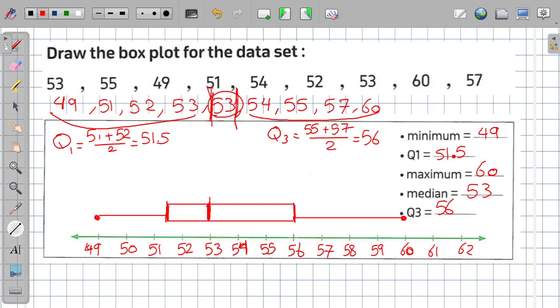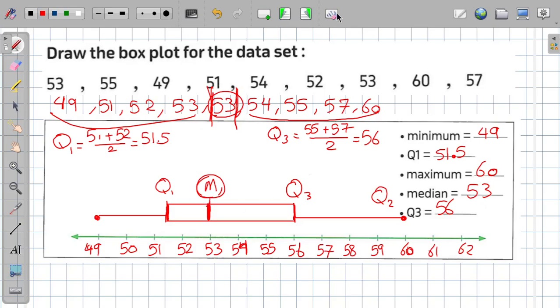So with that, we draw the box plot for a data set. This is the minimum value. This is the maximum value. This is Q1, this is the median, this is Q3, and in some cases we can call the median Q2 or the second quartile. So if you see Q2 in any box plot, you can consider it as the median of the data set.